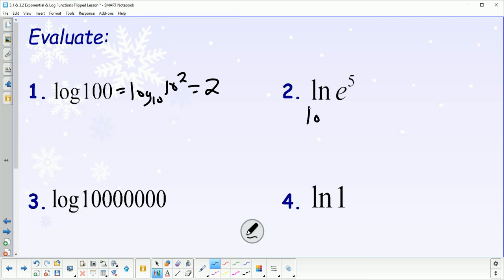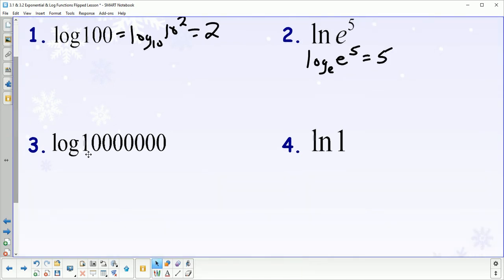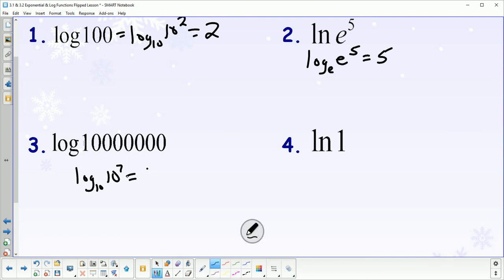Okay, don't forget ln means log base e of e to the fifth. Since these two are the same, it's 5. It's just our exponent. Again, since this is log base 10, the question is what power of 10 is 10 million? 10 million is 10 to the 7th power, so that would be 7. And again, anytime we are taking the log of 1, it's always going to be 0, no matter what our base is.